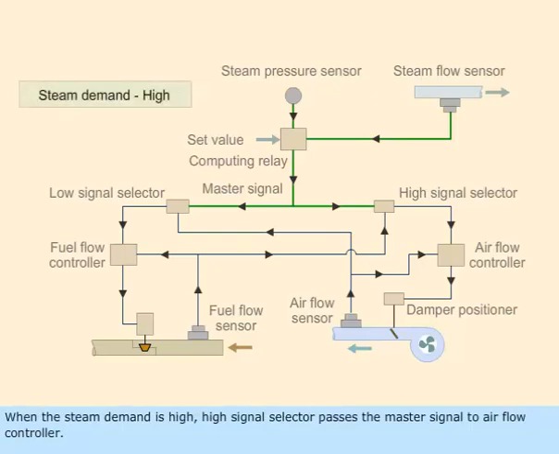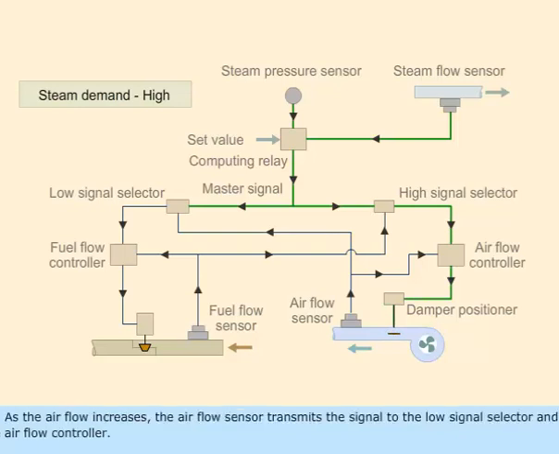When the steam demand is high, high signal selector passes the master signal to airflow controller. The airflow controller increases the airflow by adjusting the damper position. As the airflow increases, the airflow sensor transmits the signal to the low signal selector and airflow controller.